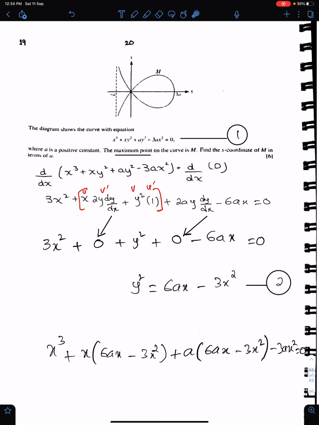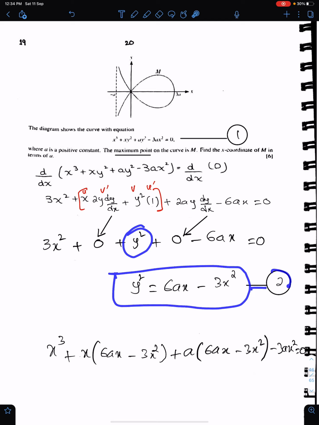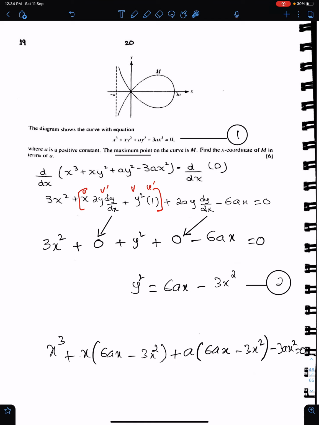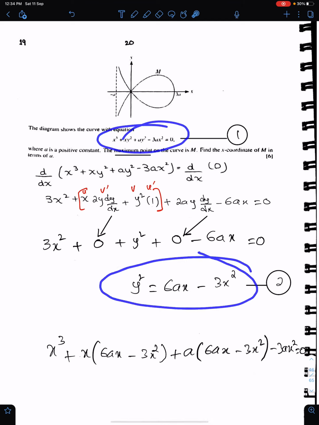Now straight away substitute dy upon dx as 0, because we are working for the x coordinate of the maximum point. So when we substitute this to 0, we'll get this thing. Now make y square the subject and say this is equation number 2. Call it equation number 2 or name it as equation 2. This is equation number 1. By solving these two equations simultaneously, we can easily get the x coordinate.